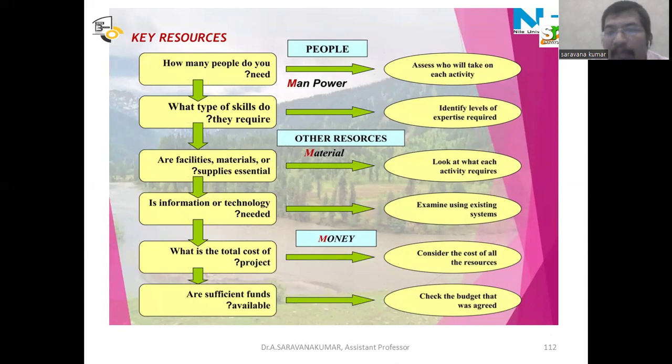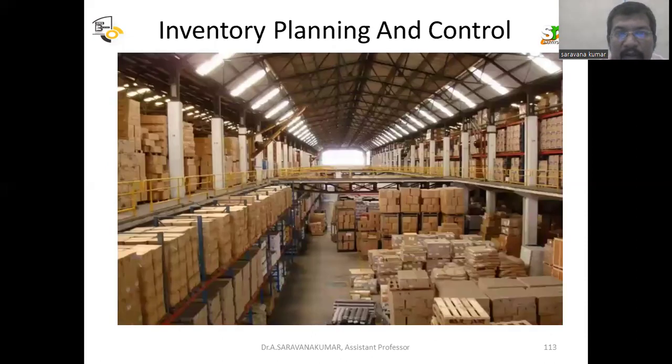What is the total cost of the project? Every time you are going to make a project, what is the total cost? What is the budget? So it's very important in finance. So consider the cost of all the resources. Are sufficient funds available? Check the budget that was agreed. So this is the inventory planning and control.